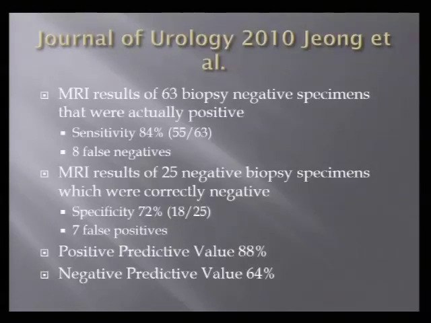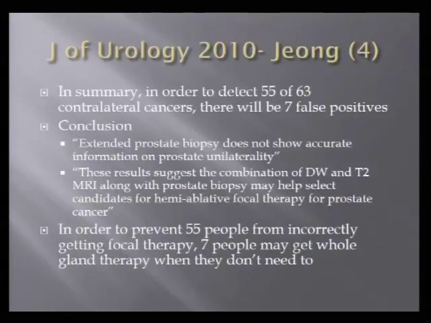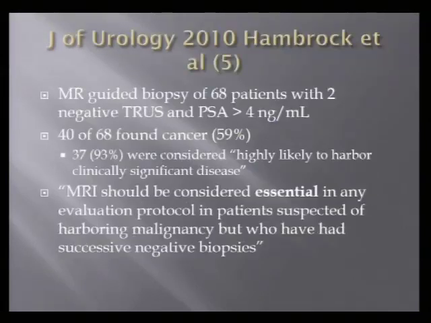The MRI showed it. The unfair thing about this, in my opinion, is that you might have had a biased approach to how you're looking at this retrospectively. Of course, you can just start calling cancer all over the place. But again, this is from the urology literature, and their assumption is that prostate MRI is useful here based on that premise, which I would probably disagree with. I don't know if it's the best. And then what they say is that extended prostate biopsy does not show accurate information on prostate unilaterality, and that you should do prostate MRI to try to find out who might need hemiablative focal therapy for prostate cancer. So that's one example of an article here.